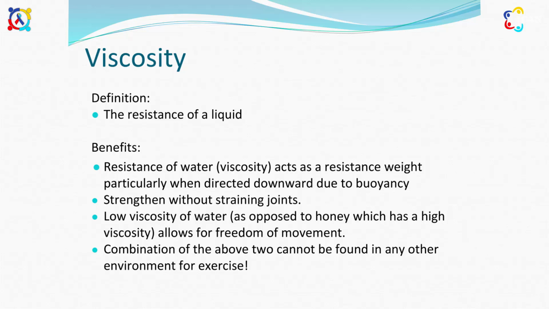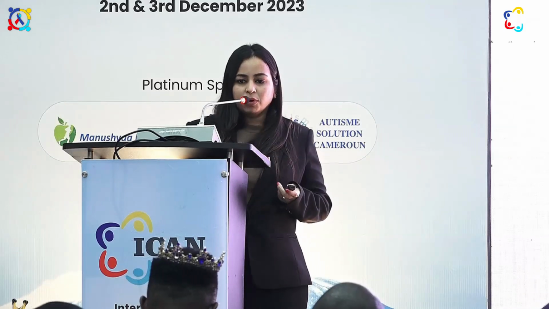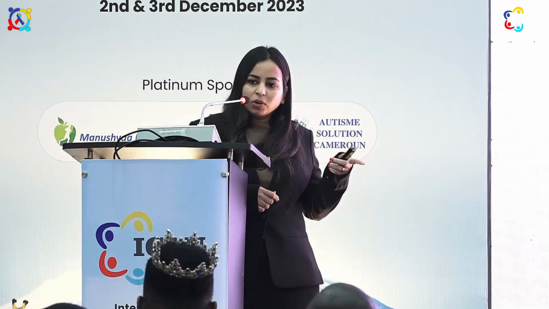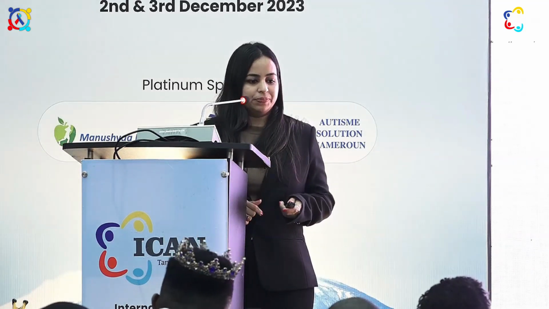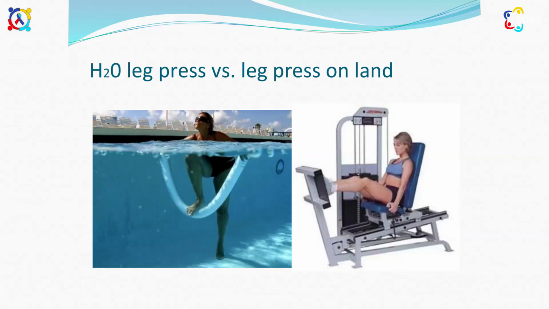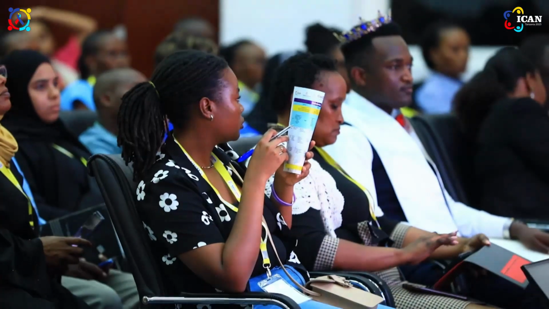Viscosity is basically the resistance of a liquid. So water is a very low viscous fluid as compared to honey, which is a high viscous fluid. The low viscosity of water allows freedom of movement. And combining buoyancy and viscosity is something that cannot be found in any other environment apart from being in the water. So it's technically an example. This is a flotation device, a noodle that we use in the water. It provides the same resistance as you would get from a normal leg press.